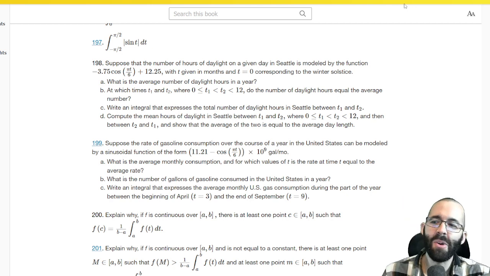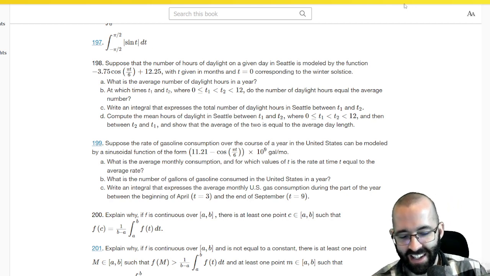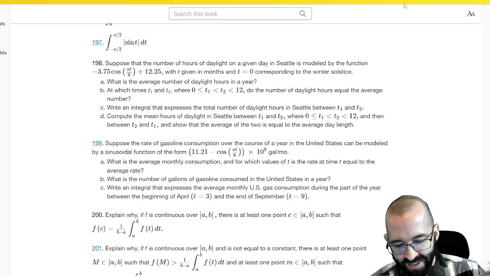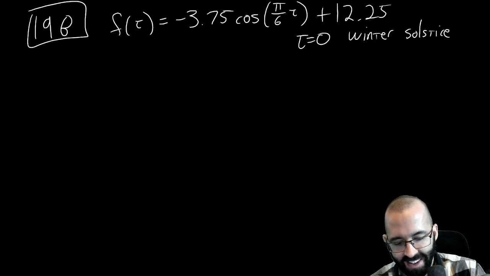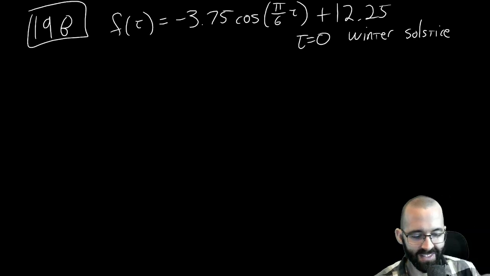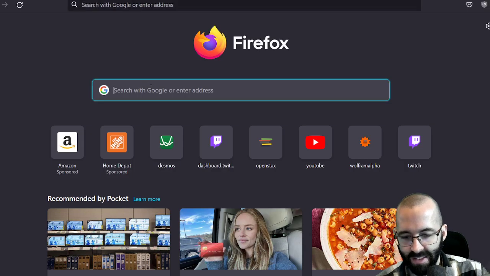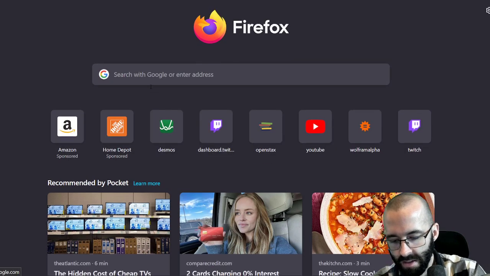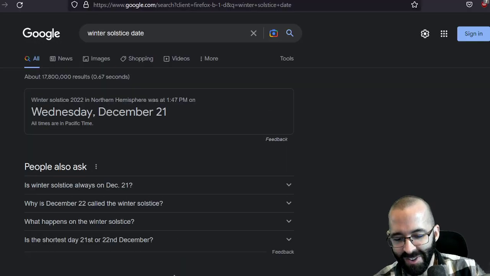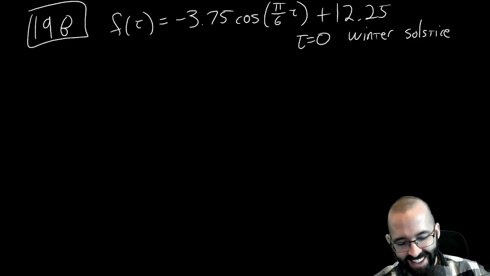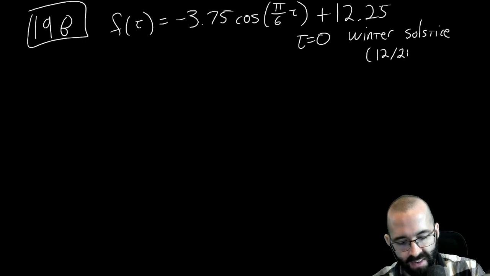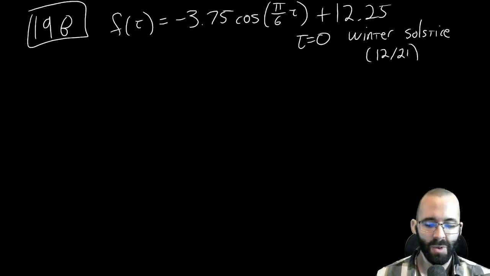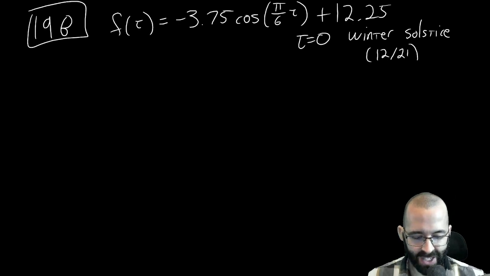Oh, I'm going to embarrass myself. It's somewhere around December 21st. It probably tells me. Maybe. All right. t equals 0, winter solstice. All right. You know what? Let's just Google it. Hey, December 21st. Great. Woo. Wasn't even worried. Use American date form. It's 12/21. Otherwise, 12/21 doesn't really mean anything.